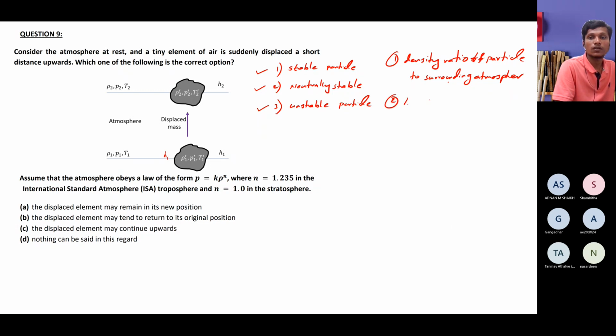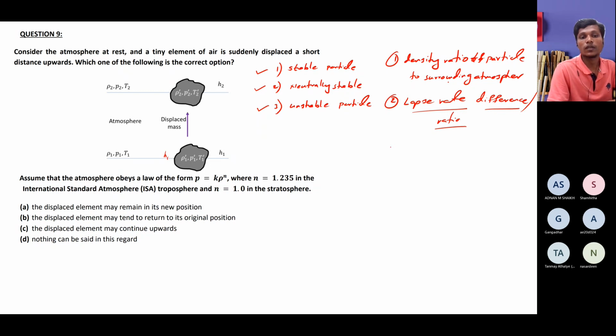The second one is the lapse rate, the lapse rate difference or lapse rate ratio. I will say it is easier to understand from the density ratio of a particle to the surrounding. Suppose the particle is here and it has a density of ρ1 and the atmosphere has a density of ρ2.